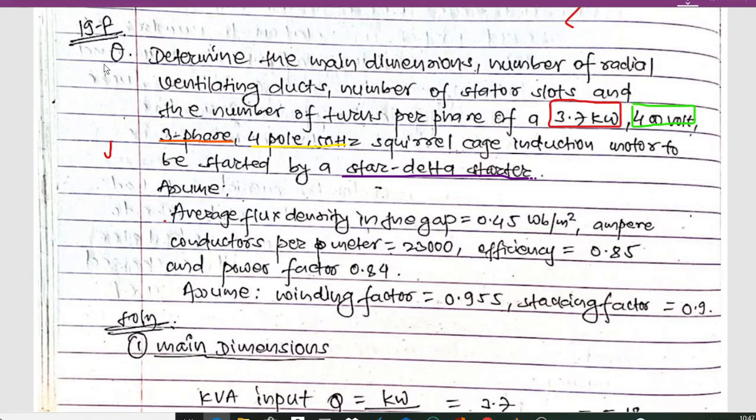And here we have a numerical. Determine the main dimensions, number of radial ventilating ducts, number of stator slots and the number of turns per phase of a 3.7 kilowatt, 400 volt, 3 phase, 4 pole, 50 Hz squirrel cage induction motor to be started by a star delta starter. Assume the average flux density in the gap is 0.45 Wb per meter squared, ampere conductors per meter is 23,000, efficiency is 0.85, power factor is 0.84, winding factor is 0.955 and stacking factor is 0.9.